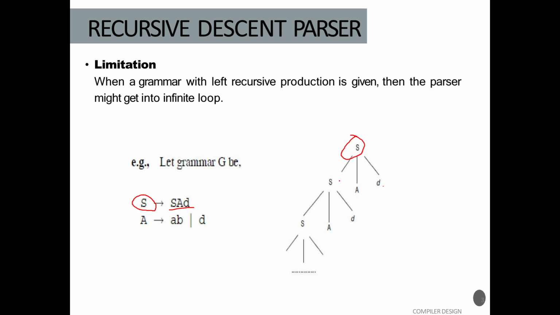Here S is again a non-terminal. When we expand S again, we get the same production SAD, so we will actually get an infinite loop. So the limitation of the recursive descent parser is that whenever a grammar has a left recursive production, the parser might get into an infinite loop.